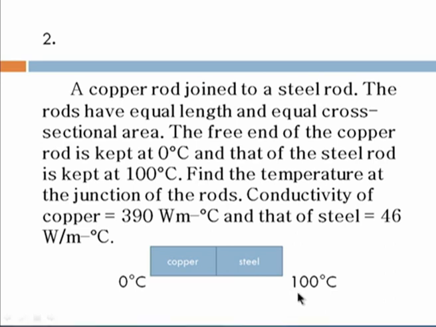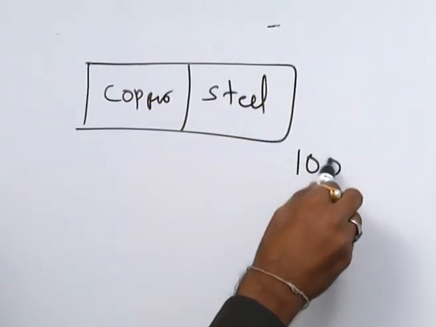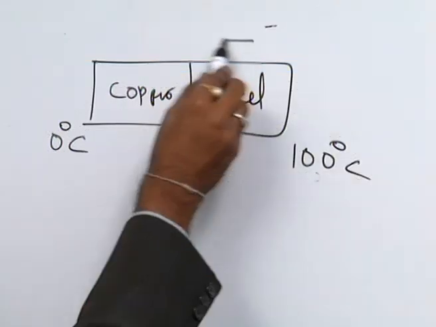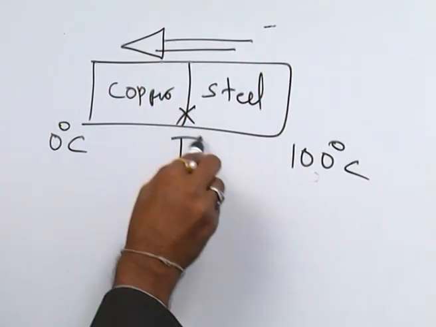If you observe this, the steel rod is maintained at the higher temperature. The copper rod is maintained at the lower temperature. Definitely the heat flow moves from the point of higher temperature to lower temperature. That's what we discussed so far. So, heat flow moves in this direction, from the steel to the copper. Look at that. This is the copper, this is the steel. It is maintained at 100 degrees centigrade here, and 0 degrees centigrade here. Here, heat flows in this direction. He is asking for the temperature at the junction. Let it be T here.